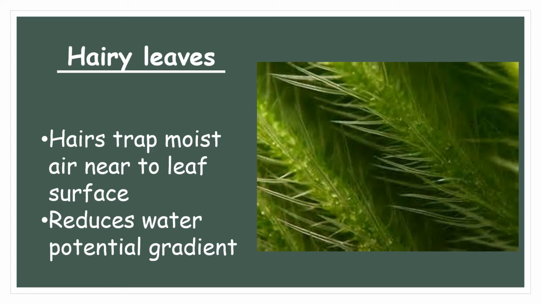As you can see in this slide, there are hairy leaves, and these hairs trap moist air near the leaf surface, and this reduces the water potential gradient. So that's the first adaptation.